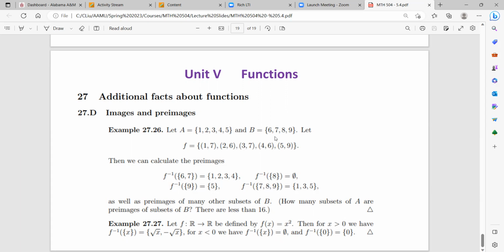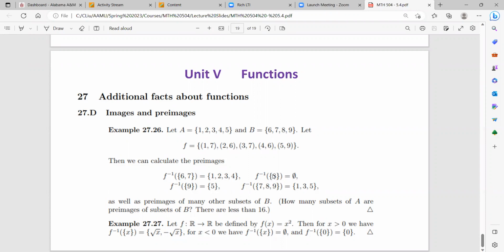So you can pick any other subsets of B, the codomain, and try to find the pre-images. We just listed a few of them, but you can do more than that, of course, and you can find all the subsets of B and try to find the pre-image of each. So the question is, how many subsets of A are pre-images of subsets of B? So the question is, how many pre-images can you find in this function? Okay.